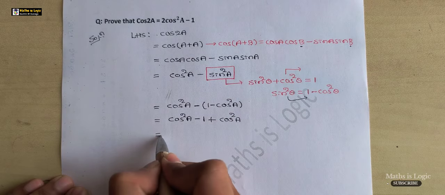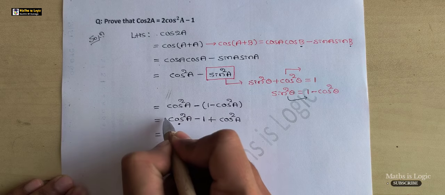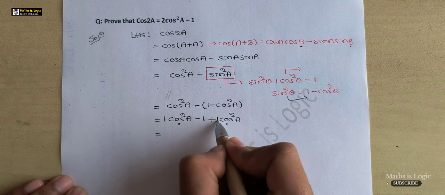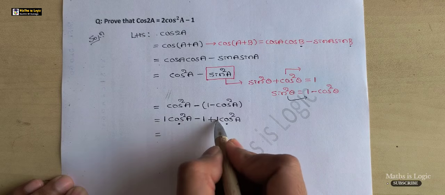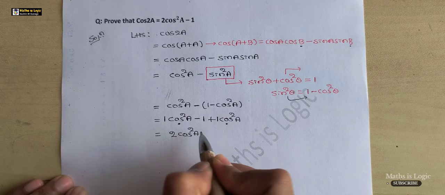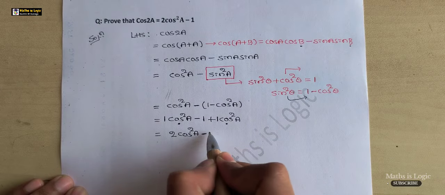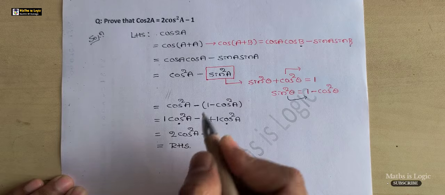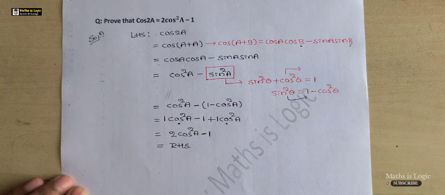Next, which is equals to, now you can see here 1 times cos square a, and here also 1 times cos square a. So 1 plus 1 is 2 times cos square a, and remaining is minus 1. So which is equals to which part? RHS. So LHS is equals to RHS.